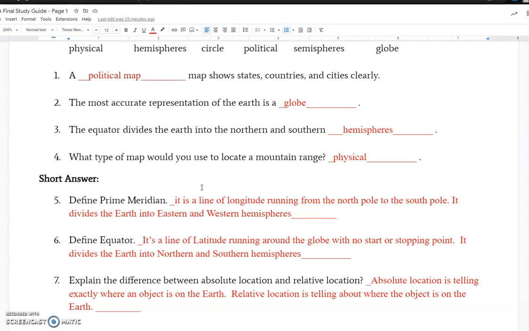Number 4, what type of map would you use to locate a mountain range? That would be a physical map. Something that I can actually see, a physically imposing object that I can see with my eyes.